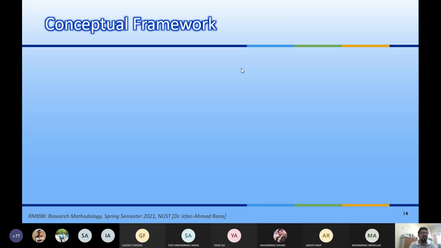Okay, so conceptualization. Conceptualization is often supported by the word conceptual framework. So what is a framework? A framework is a model, a diagram, which is supporting the whole of your research. So that is called a conceptual framework.